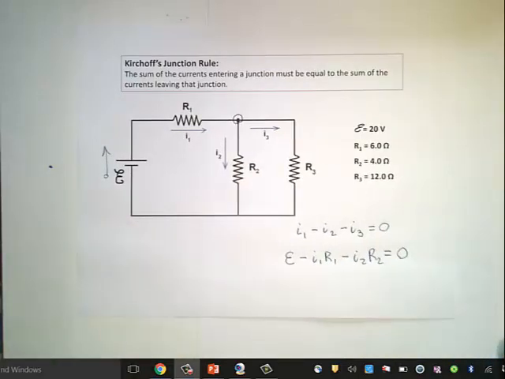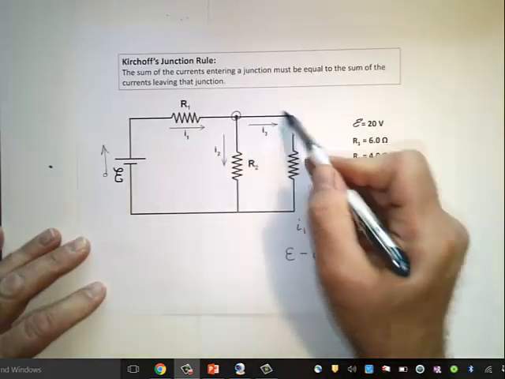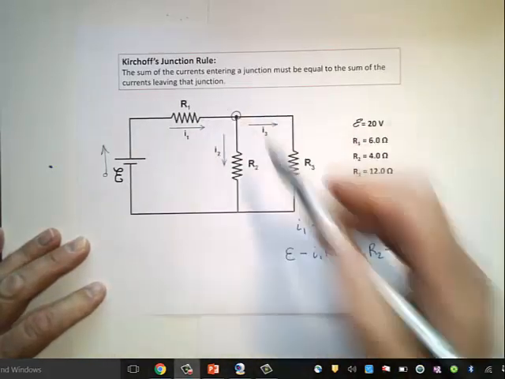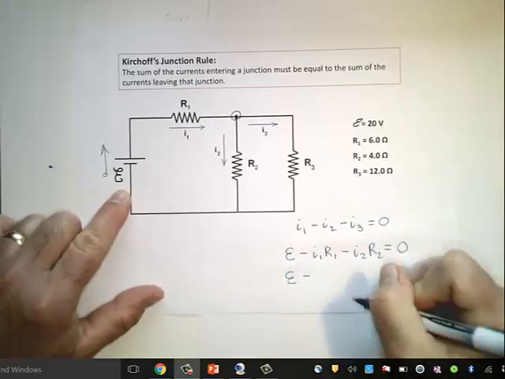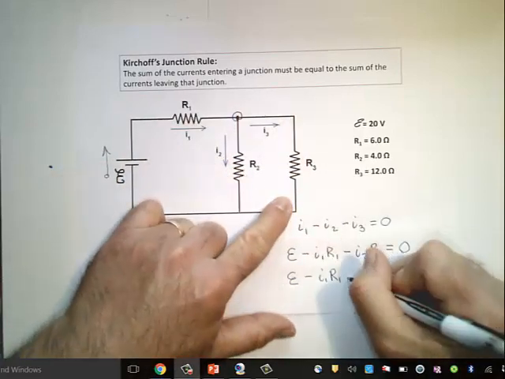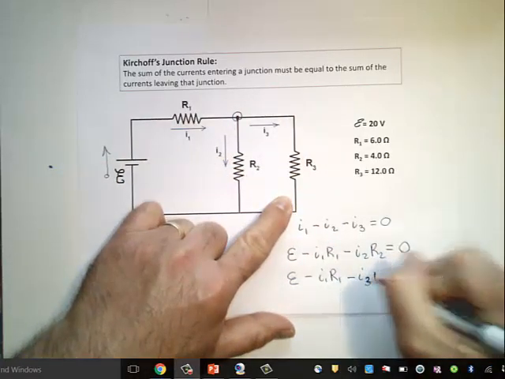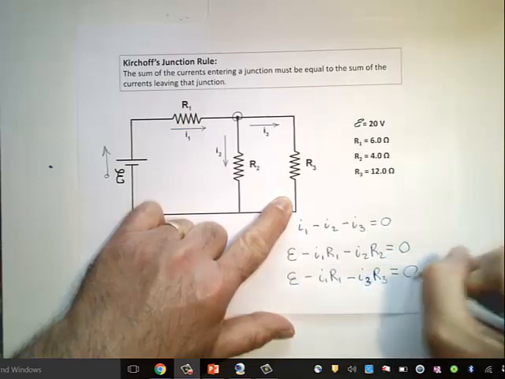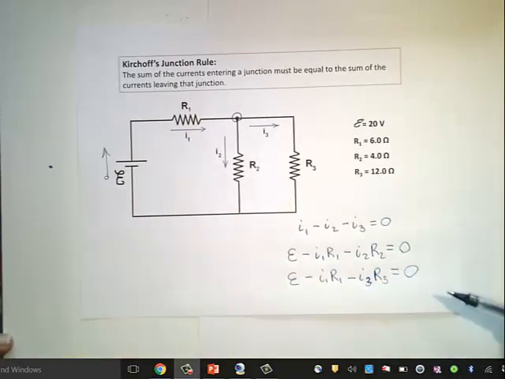That's one legitimate equation. So now we have three unknowns, two equations. How are we going to get the third equation? We've got some options. We could use this loop. If we use that loop, we'd say E minus I1 R1, keep going around, minus I3 R3 equals 0. Now we've got three independent equations, three unknowns. This is solvable. It may not be fun, but it would be solvable.